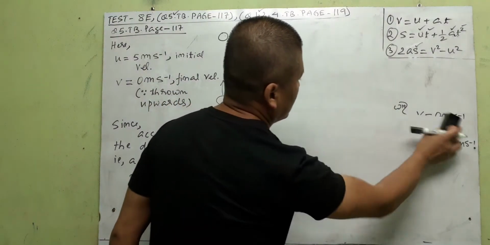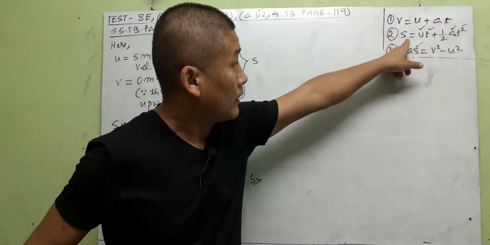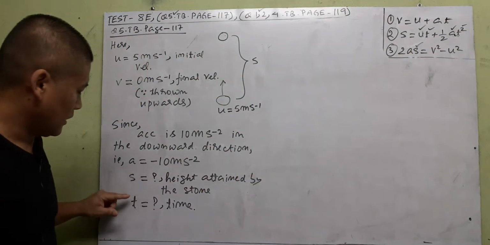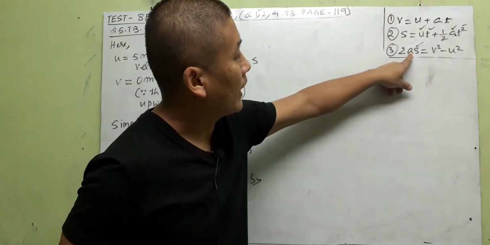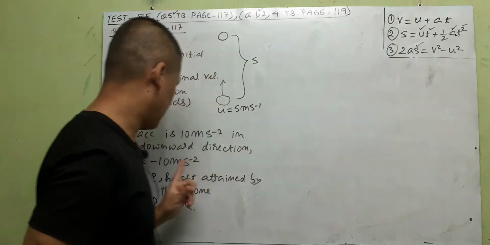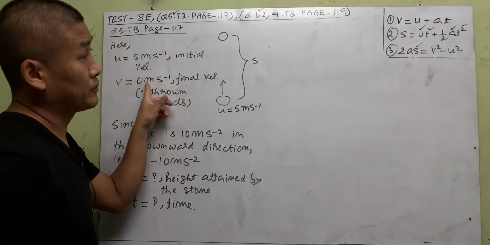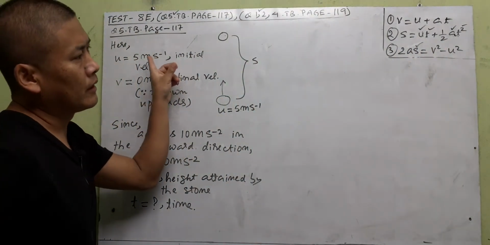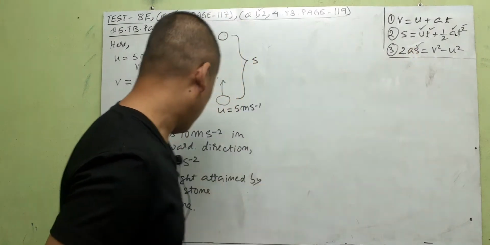Now as we see here, S has two formulas here, ut plus half at square. But we cannot use that because time is not yet found. So we go to the next and check. A is there, just now we saw, minus 10 meter per second square. V is there, here, 0 meter per second. And u is there, here, 5 meter per second. So everything is there except the S. So we can easily use this formula.